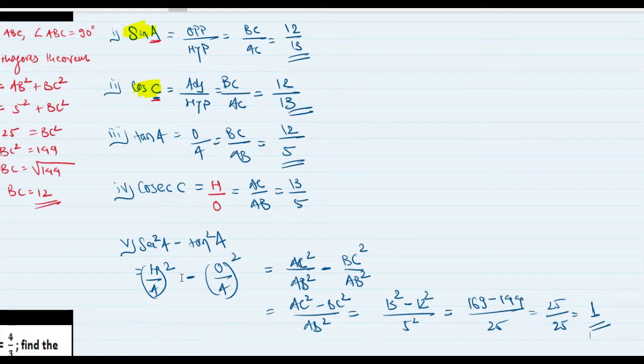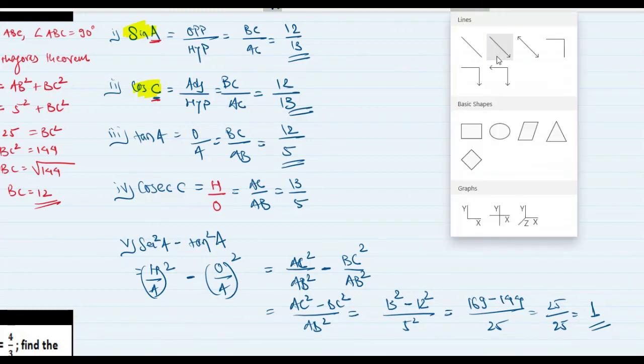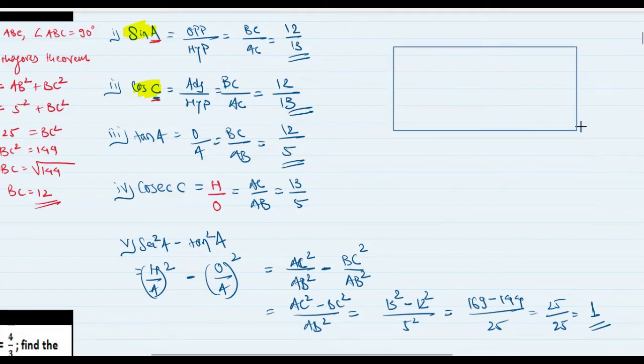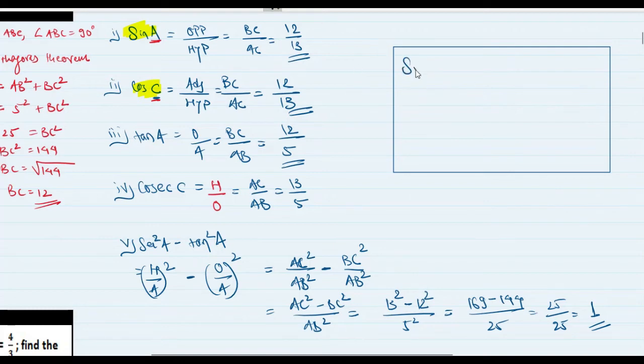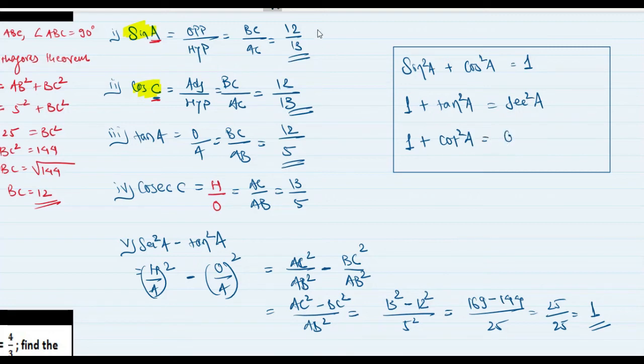I'm going to talk about square relationships, but those who really want to note down the formulas for square relationships, please note them down. I'm going to give you 3 square relationships. Sine square A plus cos square A is equal to 1. Then 1 plus tan square A is equal to sec square A, and 1 plus cot square A is cosec square A.